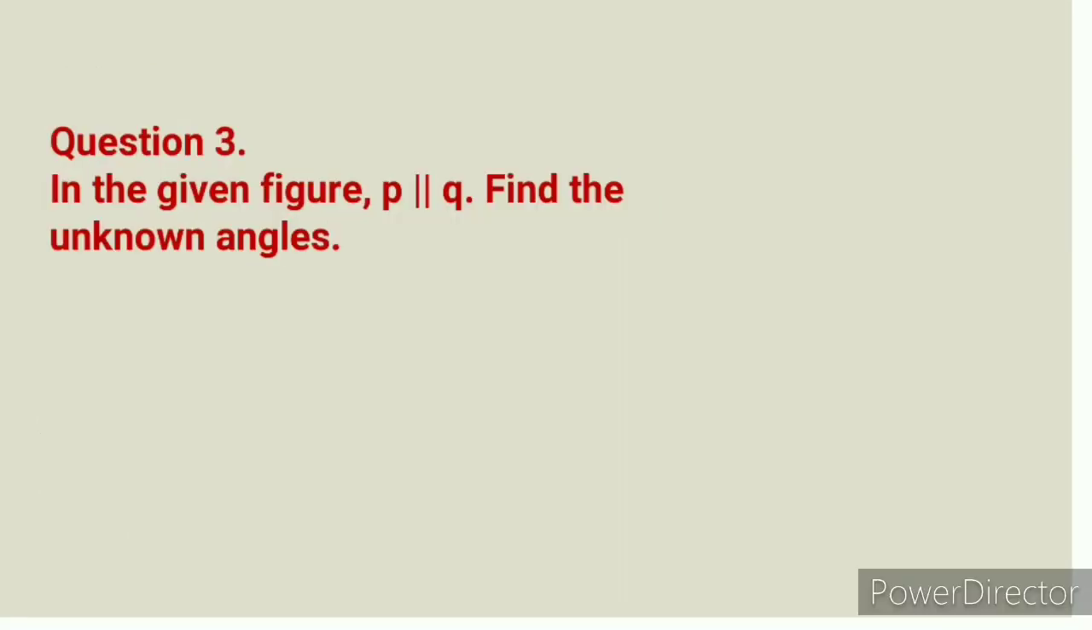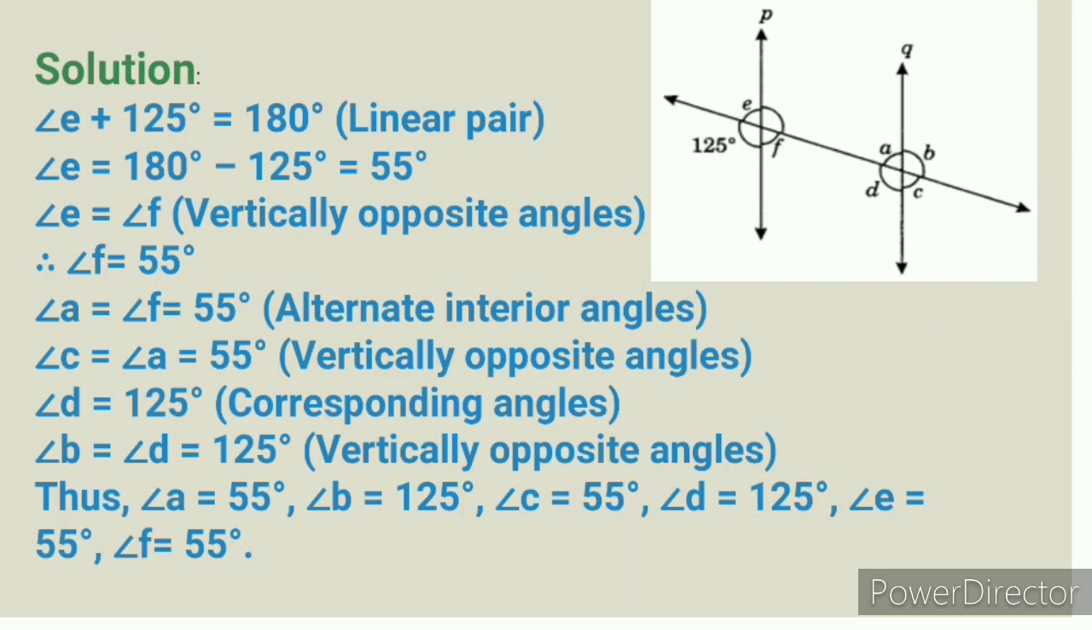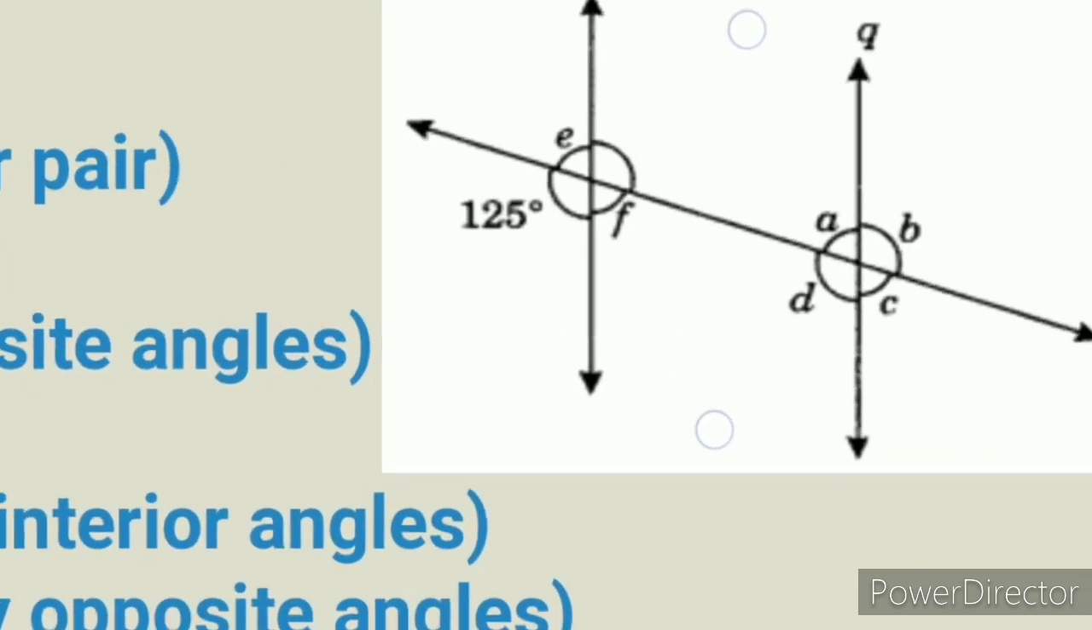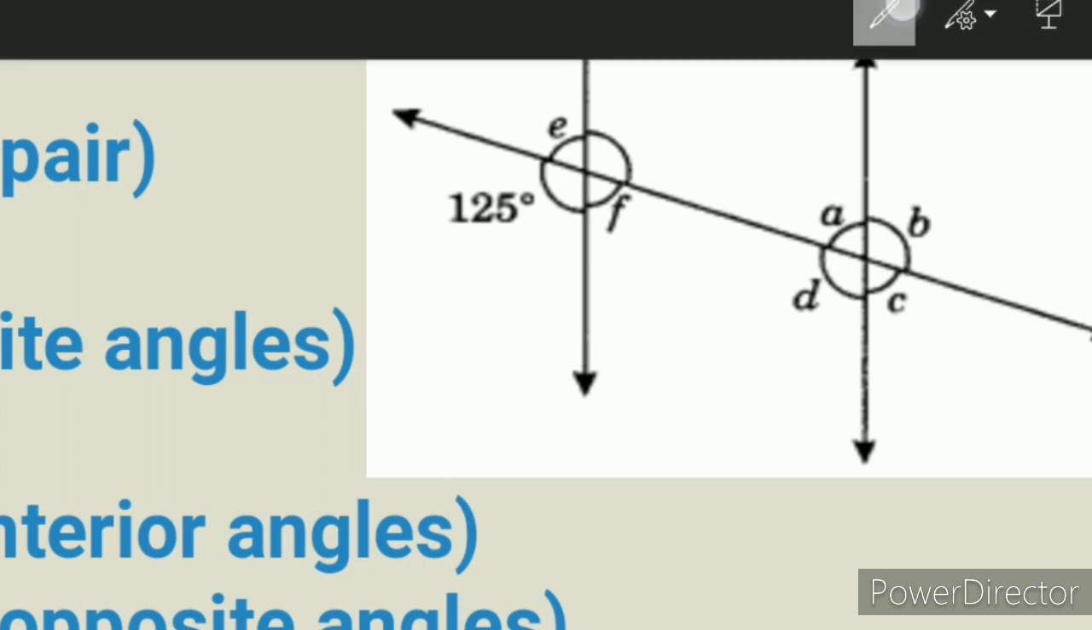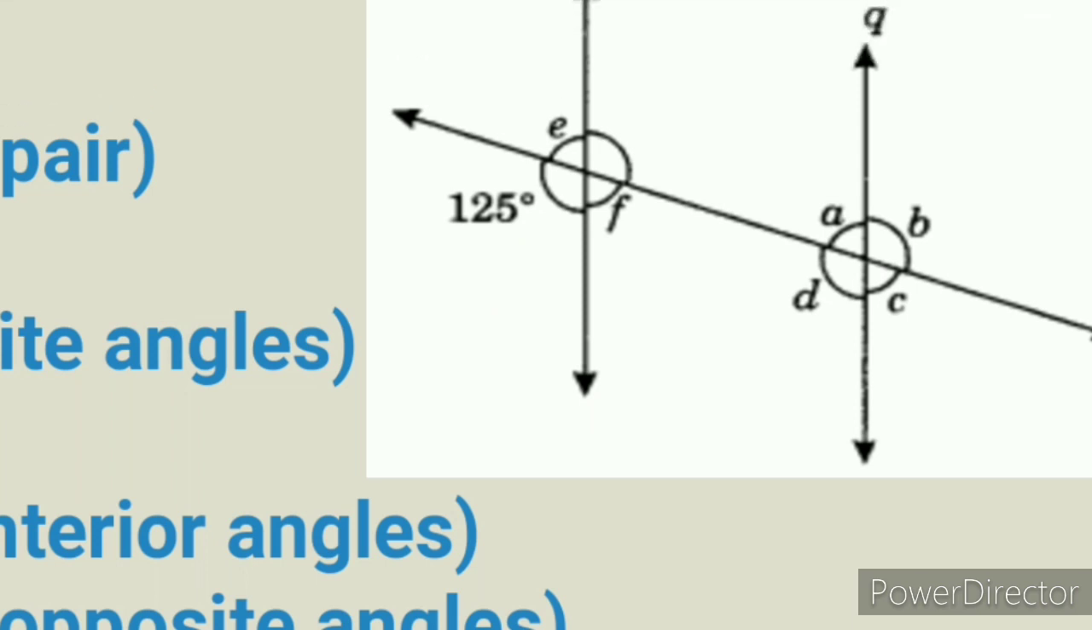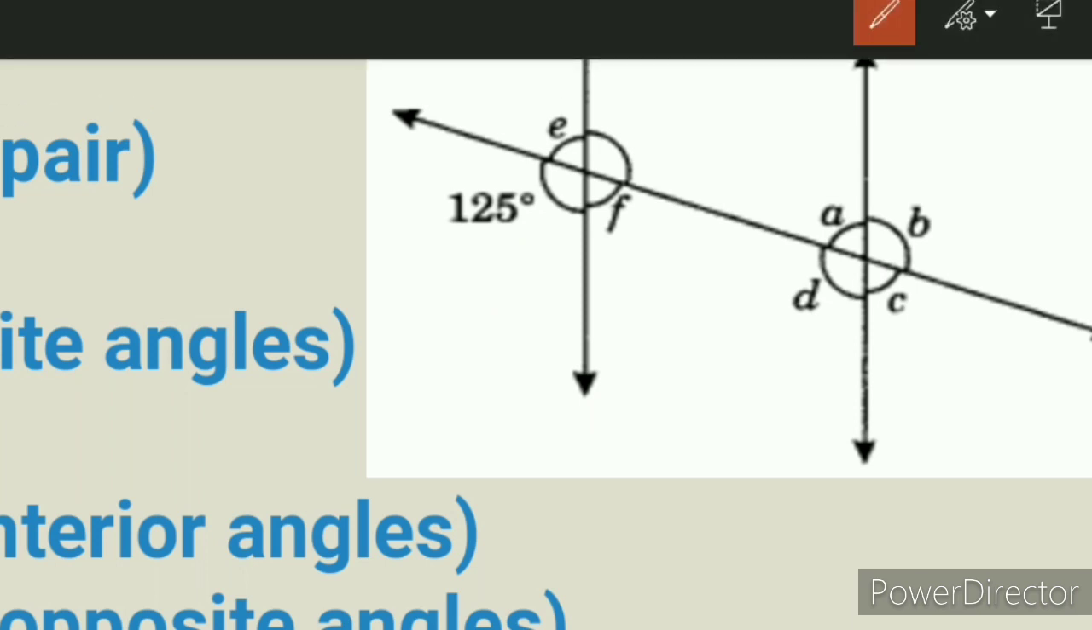Question 3. In the given figure, P is parallel to Q, find the unknown angles. In the figure, there are 2 parallel lines P and Q, one transversal given, and only one angle measure given, 125 degrees. Using this angle, we have to find the remaining 6 angles using the properties. Now the angles nearest to 125 are E and F. First we will answer E.